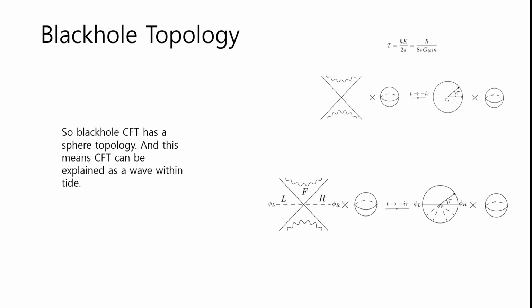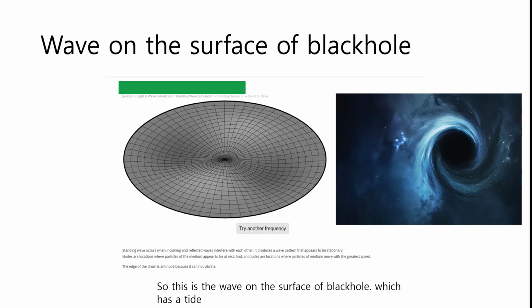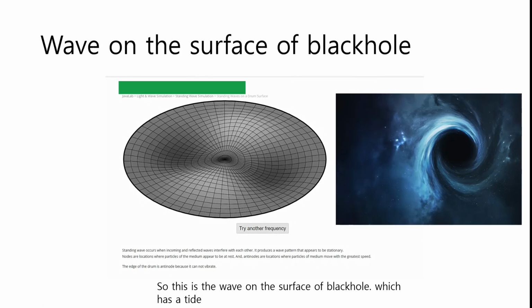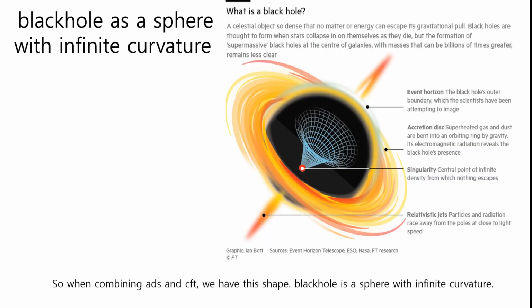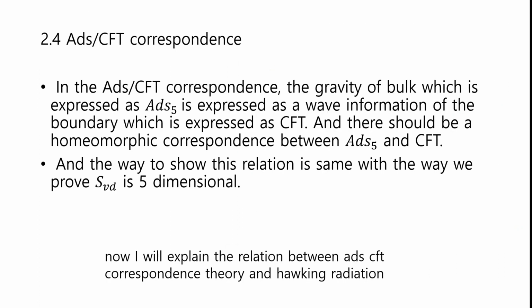So the black hole CFT has a sphere topology, and this means CFT can be explained as a wave within time. So this is a wave on the surface of the black hole which has a time. So in combining AdS and CFT, we have this shape: a black hole is a sphere with infinite curvature. Now I'll explain the relation between AdS/CFT correspondence theory and Hawking radiation.